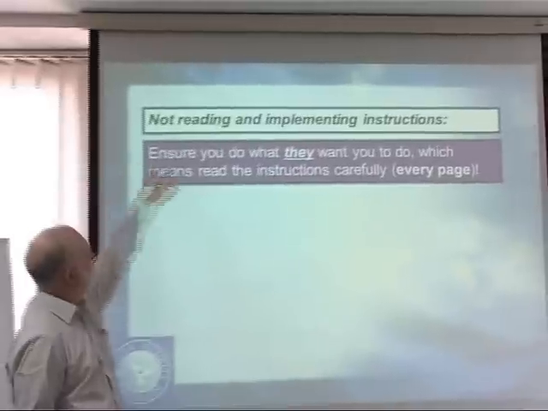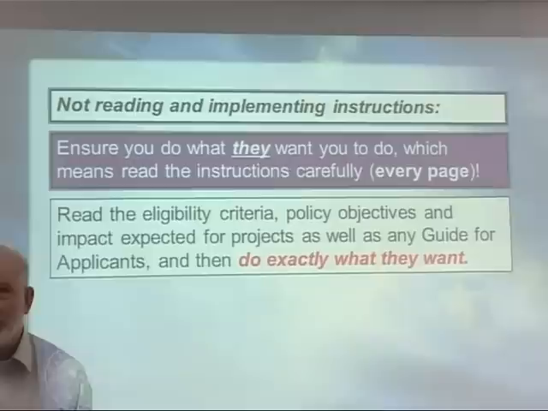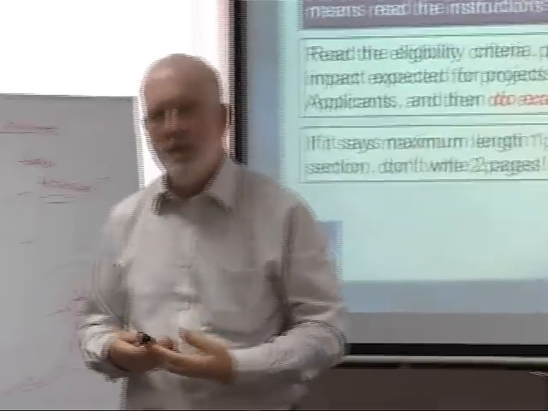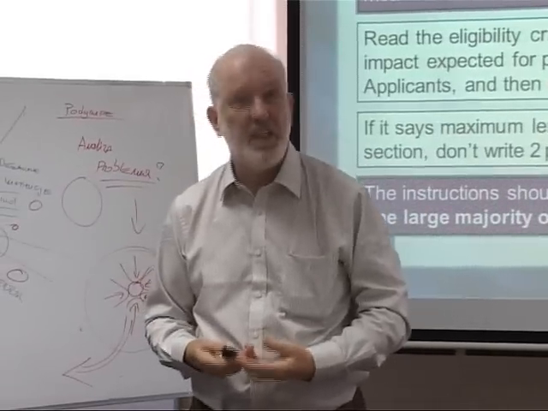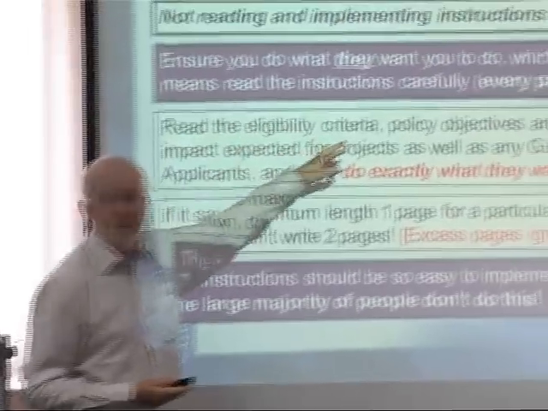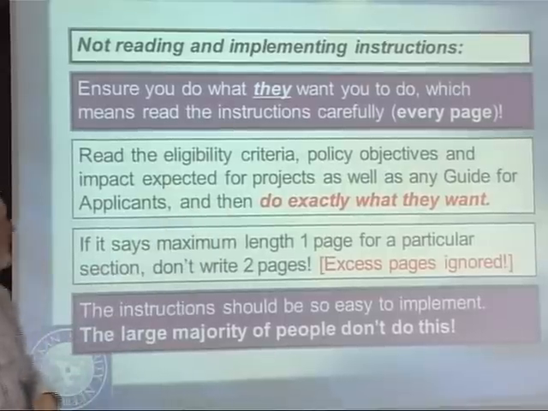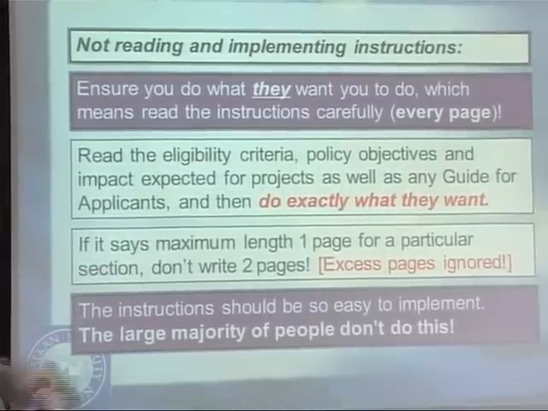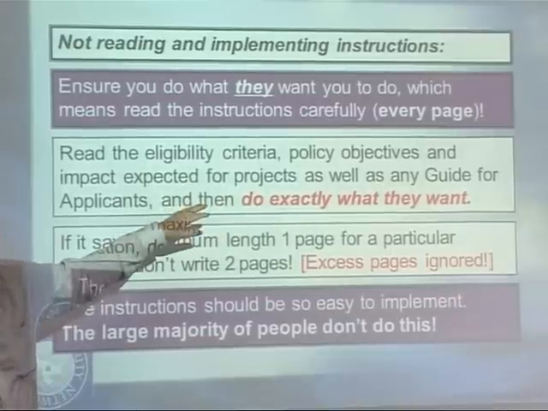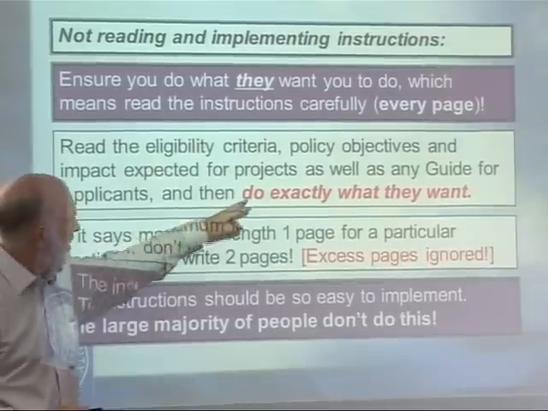So the first one, not reading and implementing instructions. So you have to make sure that you do what they want you to do, which means you read the instructions carefully and then you implement them. And you have to read every page of the instructions. Read the eligibility criteria, policy objectives, and the impact expected for projects, to make sure that you write what they are wanting you to say. So do exactly what they say.